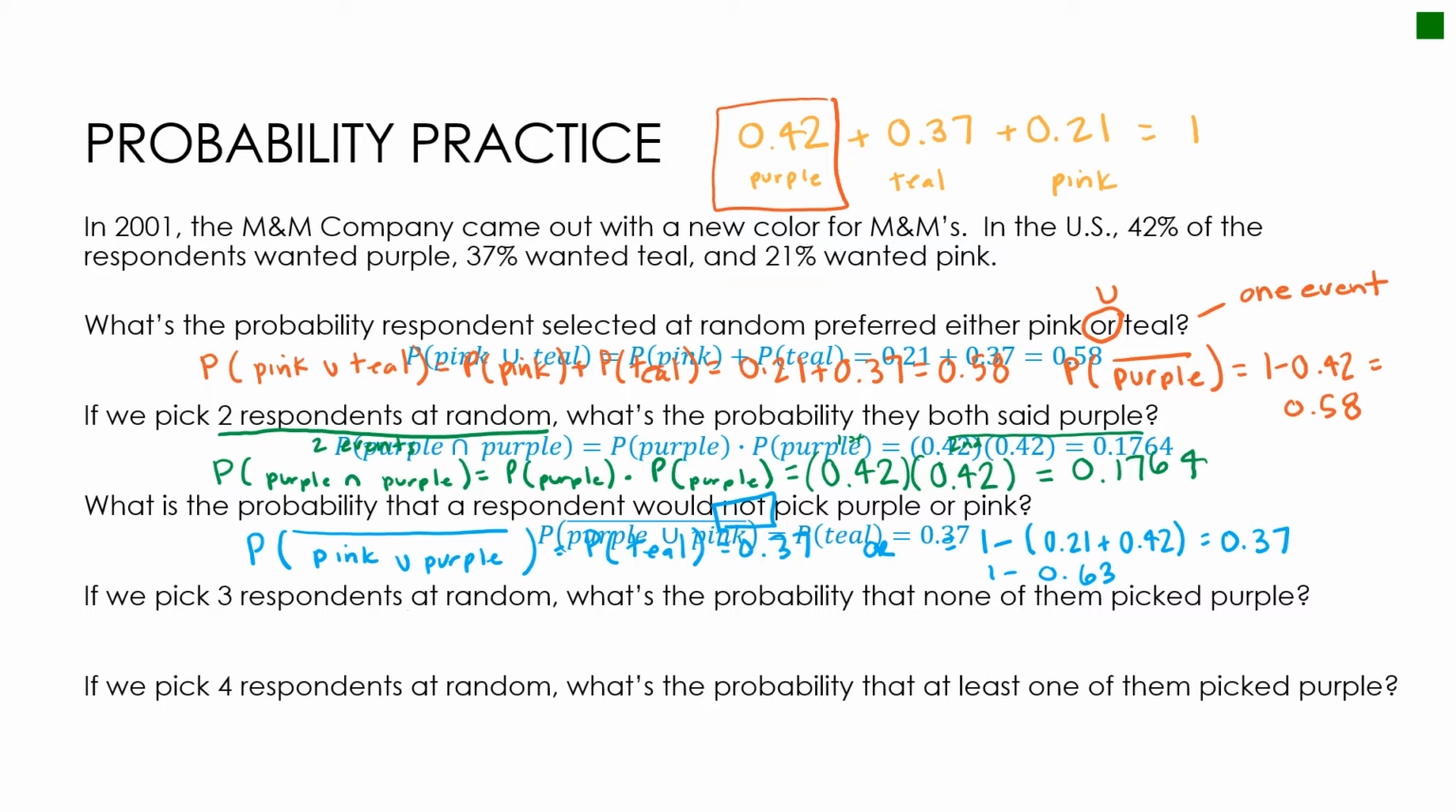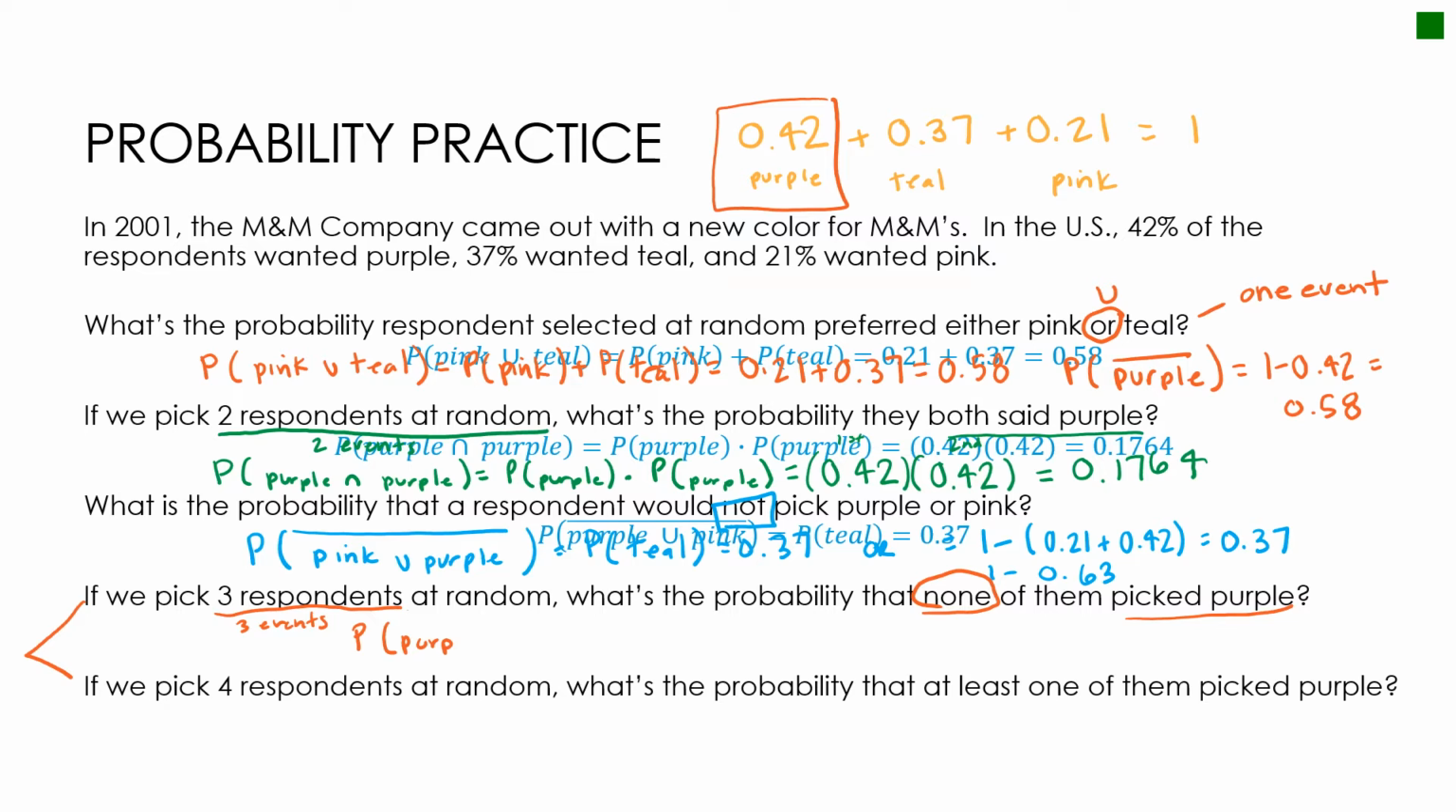Looking at our next question, now we're looking at 3 respondents. So again, that means 3 events. So I'm multiplying again. What's the probability that none picked purple? So a lot of people struggle with this one, or they get this one and the next one confused. But essentially what I'm saying here is I have 3 events occurring, and the first person did not pick purple.